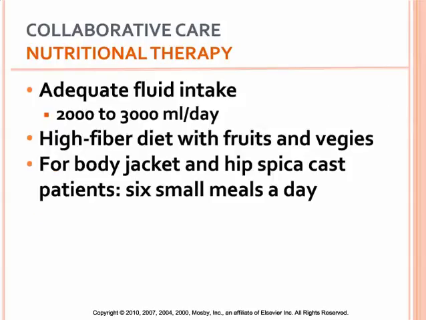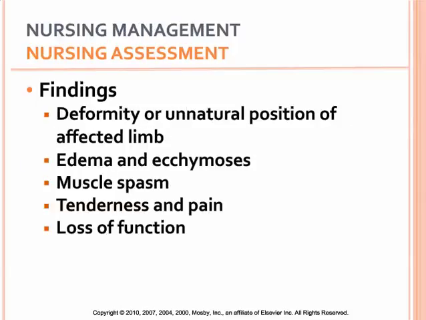Adequate fluid intake is 2,000 to 3,000 milliliters a day with a high fiber diet, including fruits and vegetables. If a patient's in a body jacket or a hip spica cast, use 6 small meals a day. Otherwise, 3 well-balanced meals a day usually provide adequate nutrition. The nursing assessment findings would be a deformity or unnatural position of the affected limb, edema and bruising, muscle spasms, tenderness and pain, and loss of function. The subjective and objective data that should be obtained from an individual with a fracture is presented in Table 63.8.